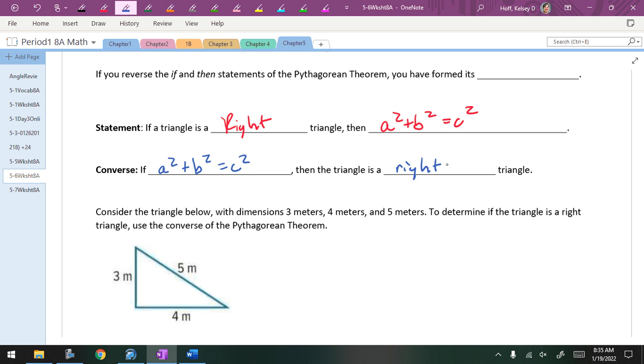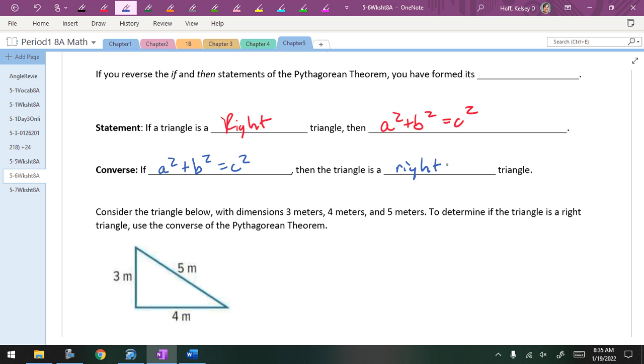Okay? And you can't look at it and say it looks like 90 degrees, because they're going to draw them all to look like 90 degrees. So it says, consider the triangle below with dimensions 3, 4, and 5. To determine if the triangle is a right triangle, use the converse of the Pythagorean theorem.